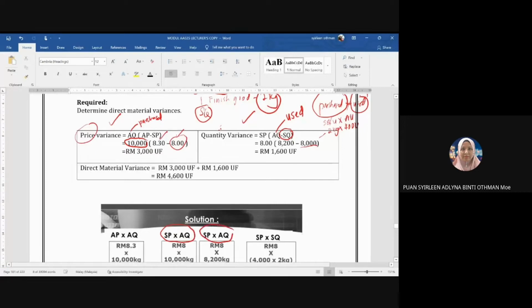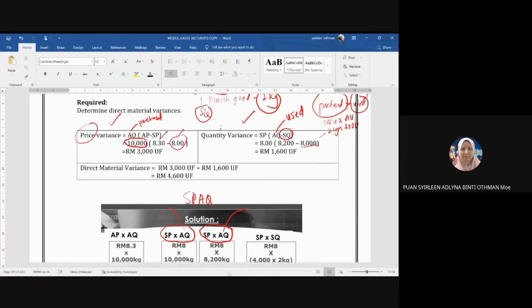Kenapa ada 2? Sebab you ada actual quantity purchase dengan actual quantity use. Tadi SPAQ ni ada 1 je kan dekat tengah, sebab actual quantity purchase sama dengan actual quantity used in production. But in this question, the actual quantity purchase tak sama dengan actual quantity produced. So your SPAQ tu ada 2 figure yang berbeza.